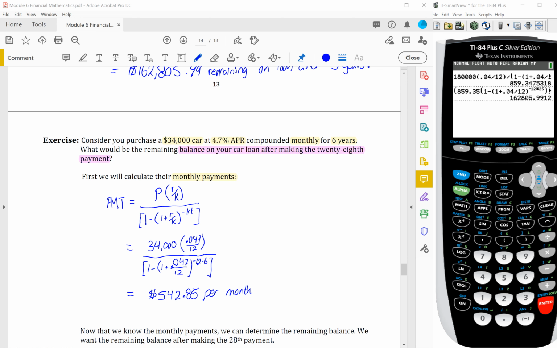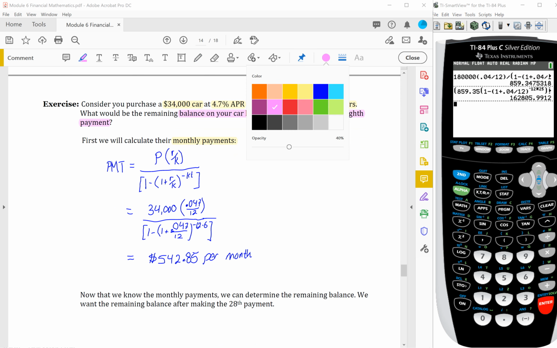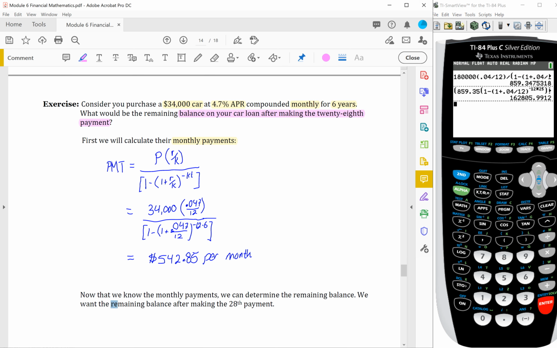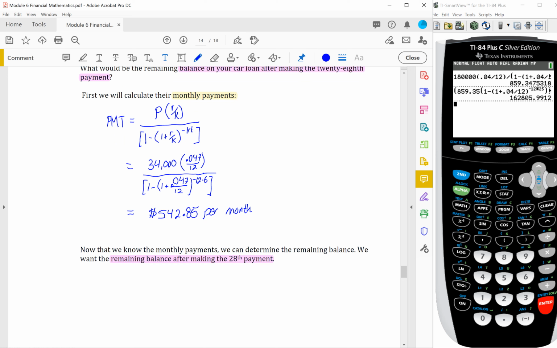Now that we know the payment amount that we make per month, we can look at answering the question that we started with: what is the remaining balance after you make the 28th payment? Okay, so let's think about this 28th payment. I have to work this out to be able to reason what it's going to be. I want to convert this to a time in years, because when I put it into my formula, this T always represents time in years. So let's convert this 28th payment into a time in years.